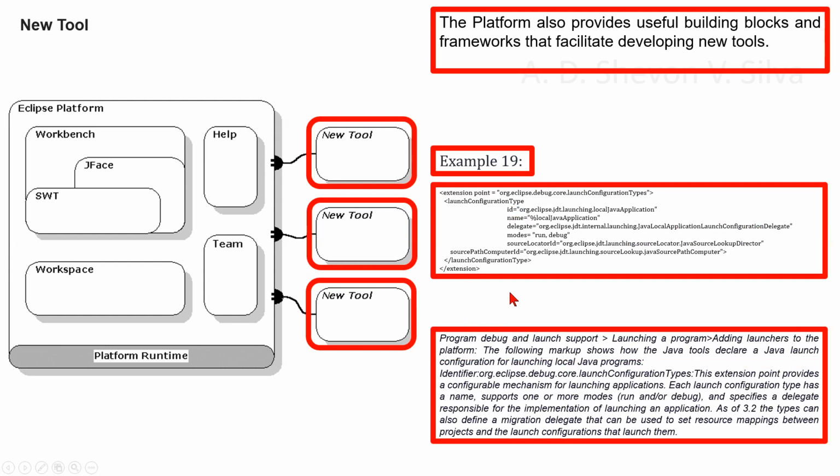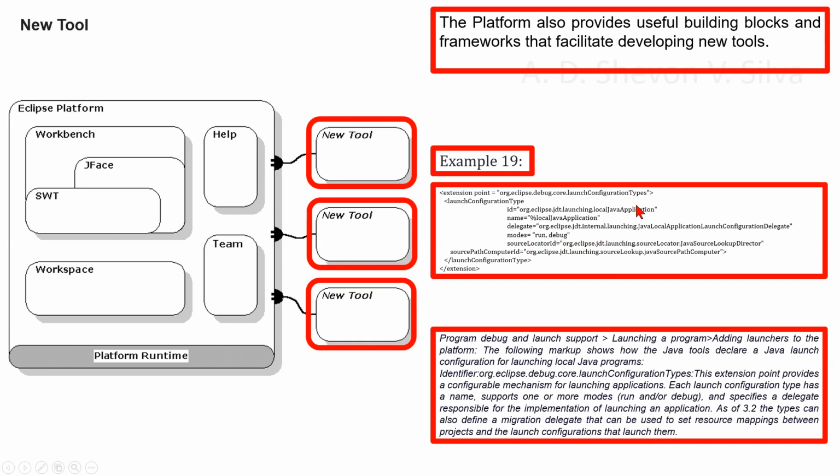Now we are considering adding launchers to the platform in launching a program in program debug and launch support. The following markup shows how the Java tools declare a Java launch configuration for launching local Java programs. The identifier org.eclipse.debug.core.launchConfigurationTypes. This extension point provides a configurable mechanism for launching applications. Each launch configuration type has a name, supports one or more modes, run or debug, and specifies a delegate responsible for the implementation of launching an application.